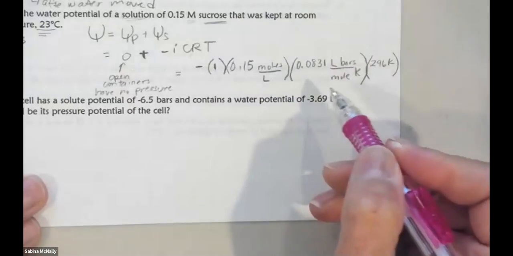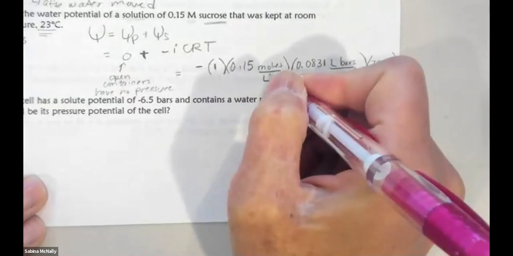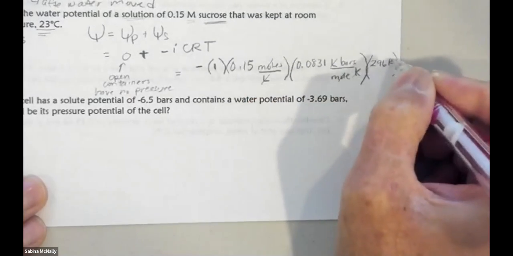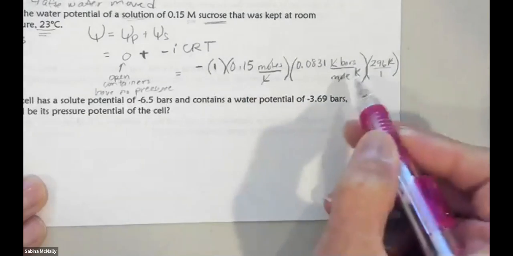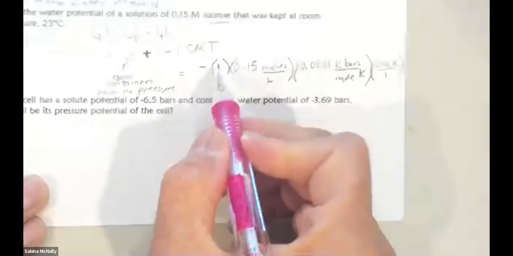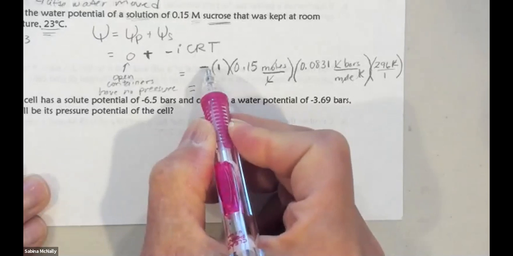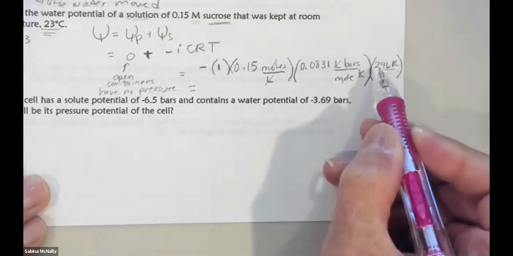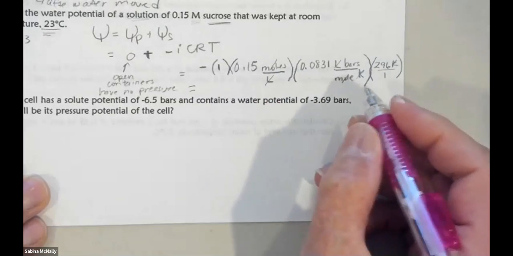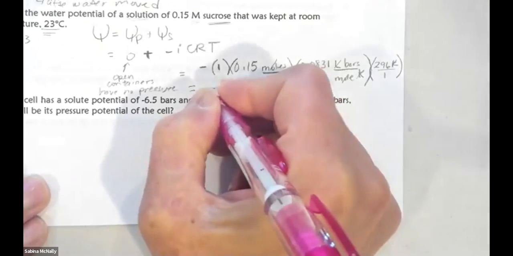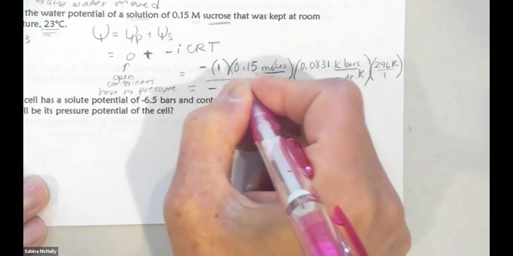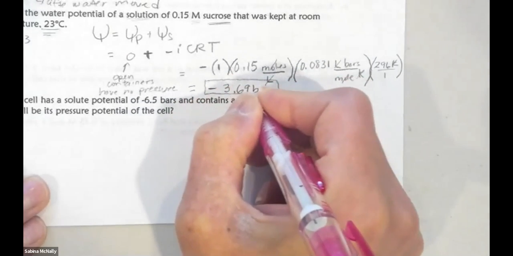All right, then I just have to multiply through. But I love crossing off units. I don't know why, it makes me excited here. All right, we got our liters, our moles are crossing off, our Kelvin's crossing off, because remember, they're all on top. And then I'm left with bars. And that's how you know you did the problem right. Don't forget your negative symbol. People many times forget their negative symbol. So you just multiply 1 times 0.15 times 0.0831 times 296. And that big mess ends up being, if I did this right, negative 3.69 bars. Don't forget your units, and don't forget your negative symbol, okay?